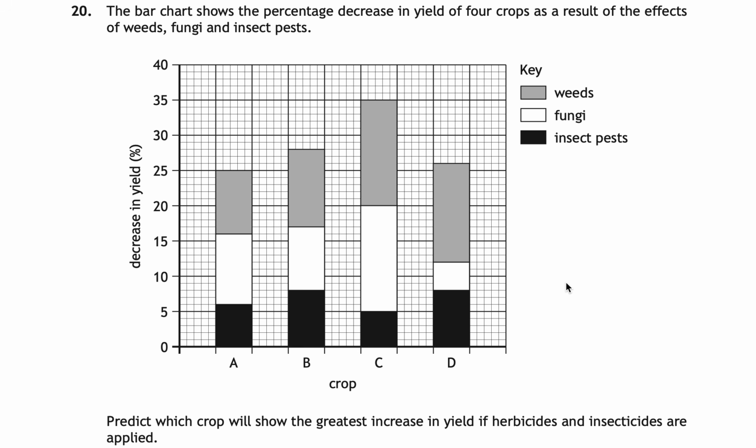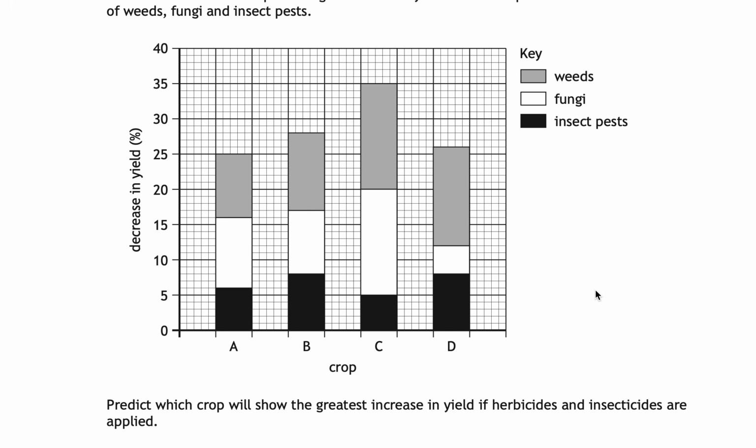That means the only remaining pests after using the herbicides and insecticides would be fungi, which is shown in these white boxes here. In crop D, we can see that has the smallest decrease in yield due to fungi. So this crop would have the greatest increase in yield if the pesticides were applied in comparison to A, B, C. So for this one here, answer is D.